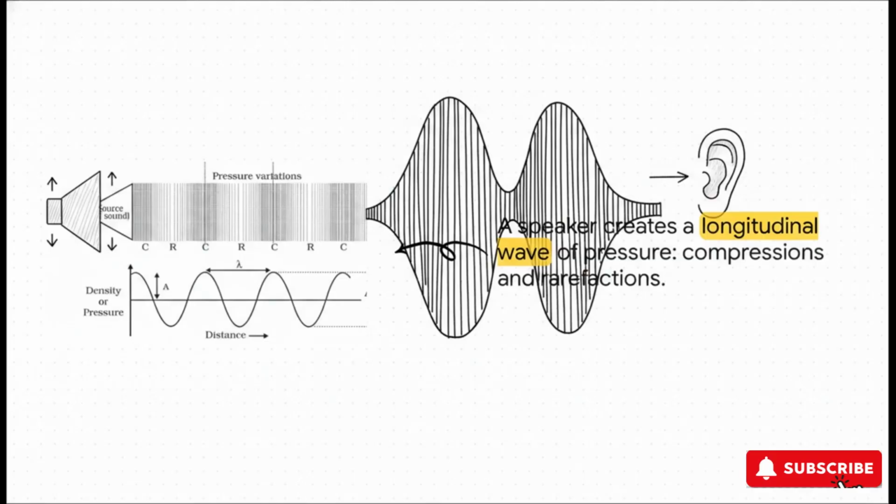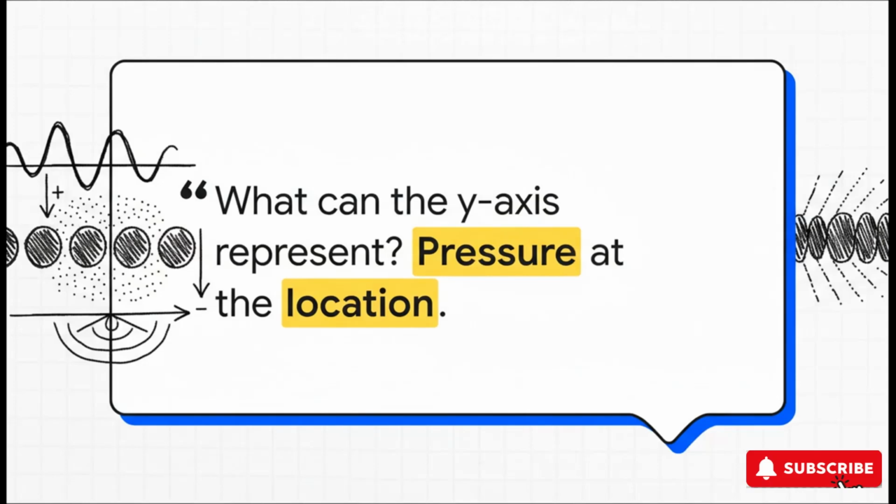Then when it pulls back, it creates areas of low pressure called rarefactions. And this push-pull, this series of squishes, creates a longitudinal wave that travels from that speaker, through the air, right to your ear. Okay, so this leads to a huge aha moment.